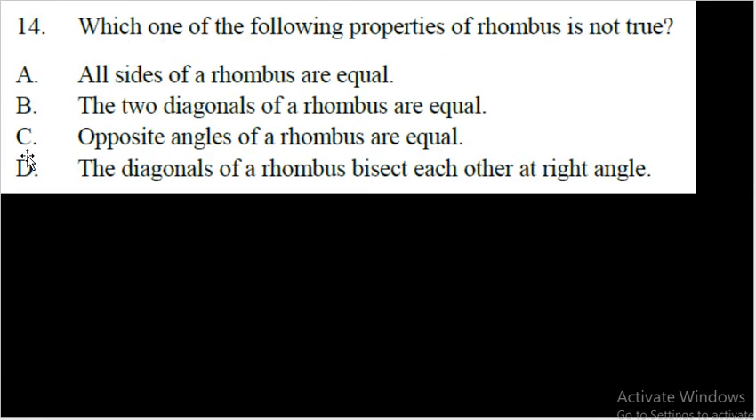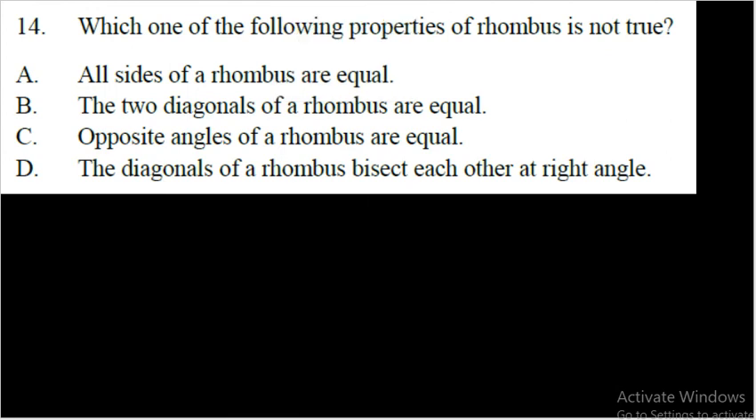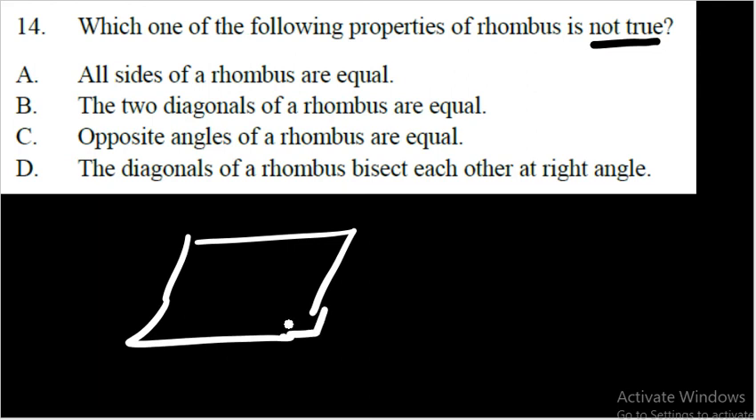The next question: which one of the following properties of a rhombus is not true? Don't forget, this kind of question, take care, is not true. First of all, let us recall rhombus. Rhombus means it's a 4-sided figure, or a quadrilateral in which necessarily all the sides are equal. What do we know about rhombus? All the sides equal. Each side equal.